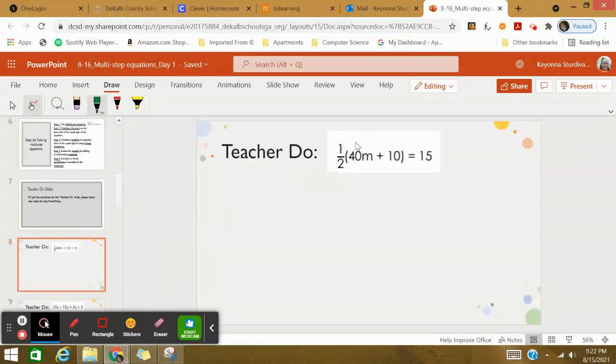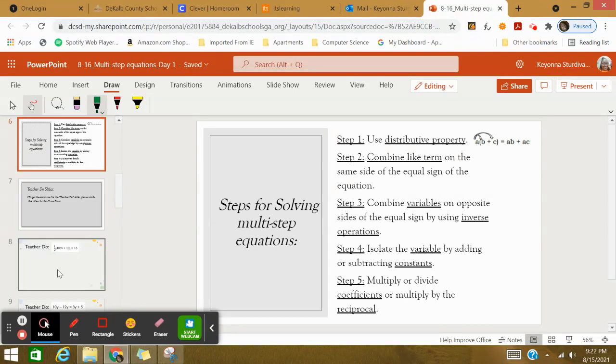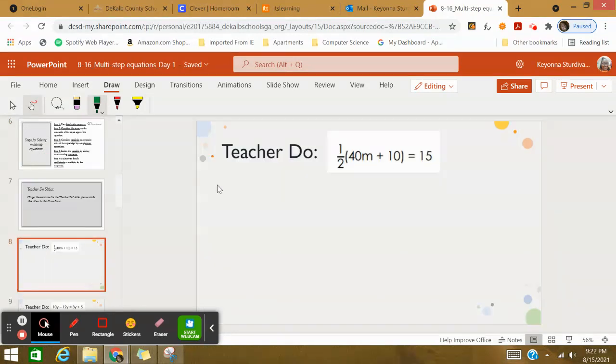So in this example, I have 1/2 times 40m plus 10 is equal to 15. So the very first thing it says is to use the distributive properties. So in order to do that, step 1, I'm going to go ahead and multiply 1/2 to the inside of my parentheses. Which means it's the same thing as saying I'm dividing by 2. So I have 40 divided by 2, which will give me 20. And then I have 10 divided by 2, and this will give me 5. And then this whole thing is equal to 15.